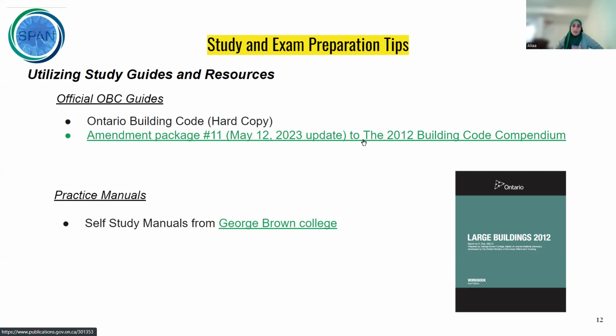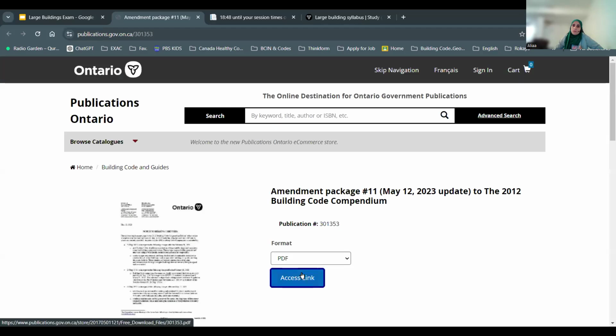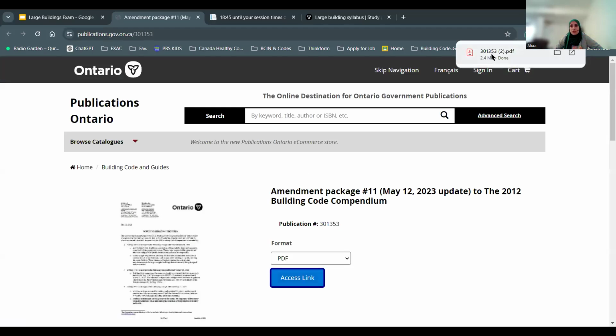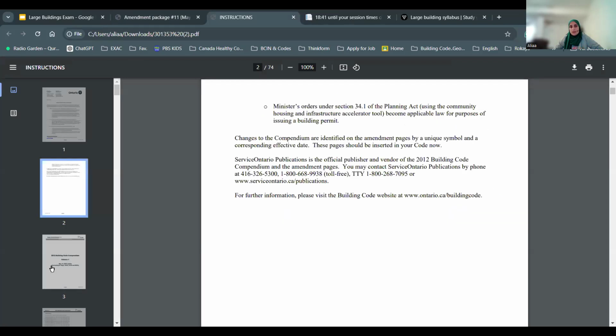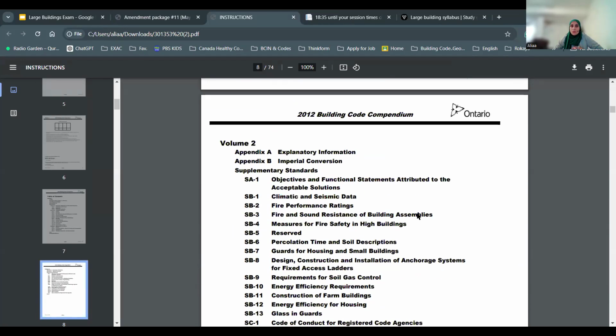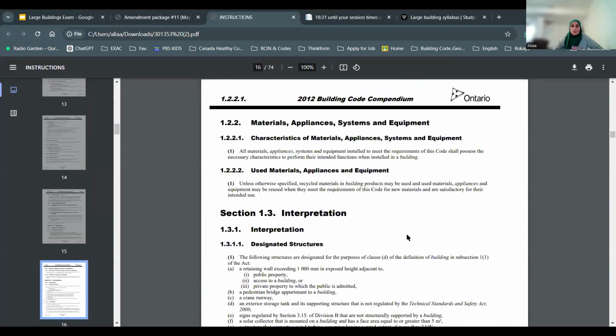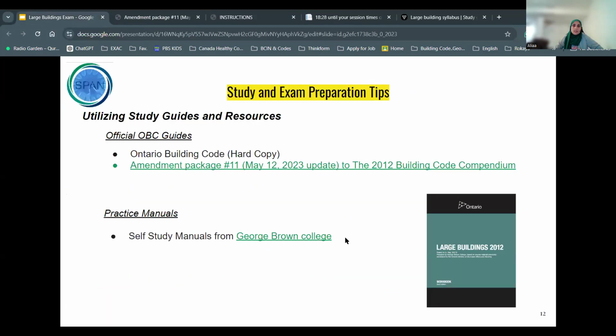The second thing you need to have is the amendment package. This is the last one, updated May 12. Now they give you access to it, a link for it. For me, when I booked the exam last January, I needed to order this one. I replaced all the old paper in my hard copy with this one because it's updated. The third source you need is the self-study manual from George Brown College.